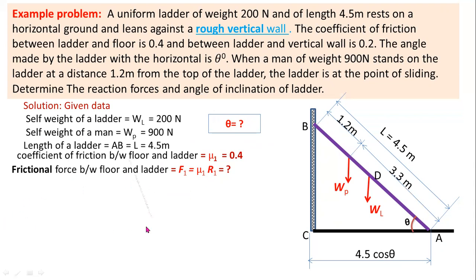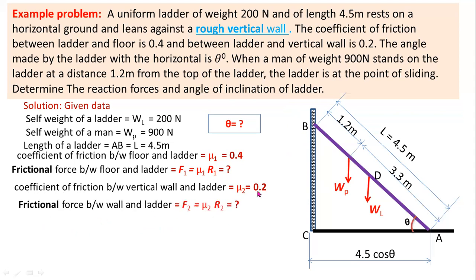The coefficient of friction between the vertical wall and the ladder, at point B, is 0.2. Here the vertical wall is rough, so for rough surfaces you have to consider the coefficient of friction. The friction force between the vertical wall and the ladder is F2, F2 equal to mu2 R2.